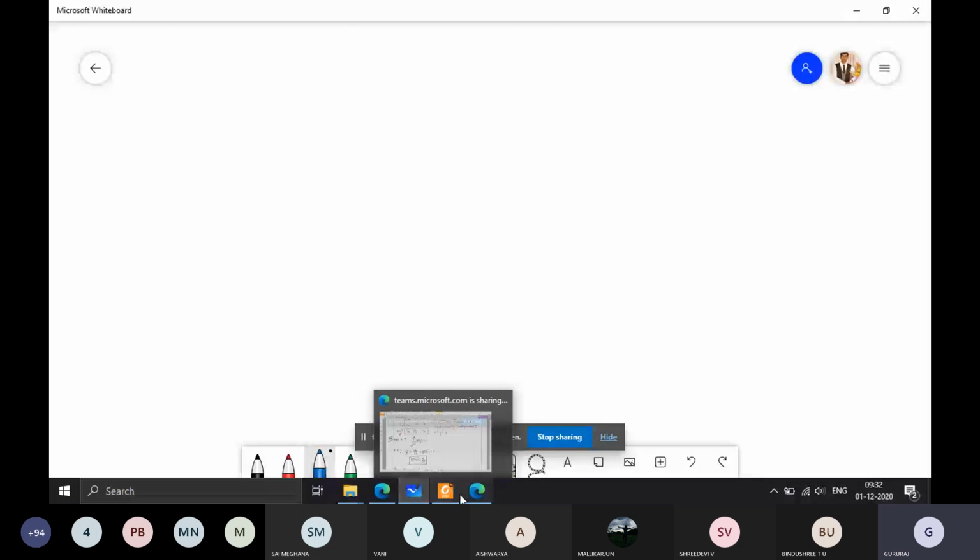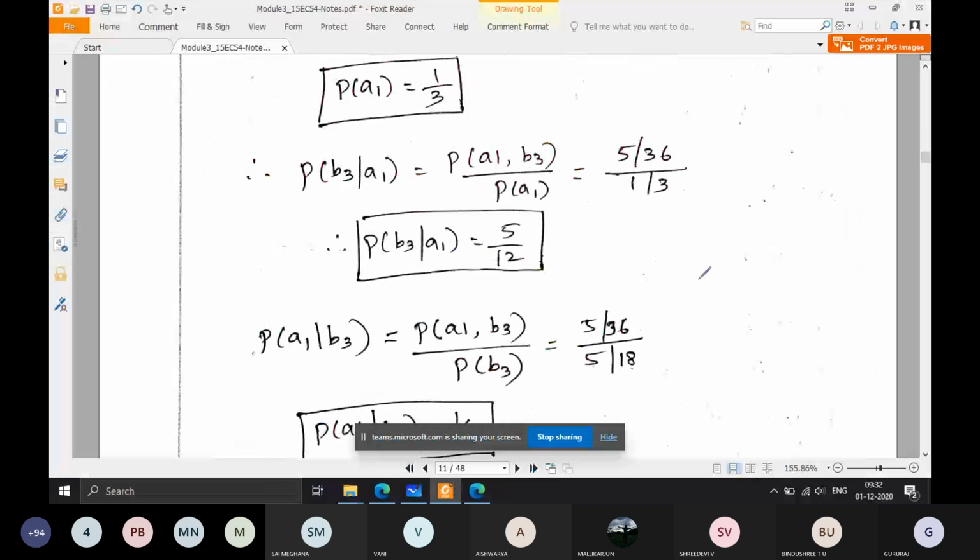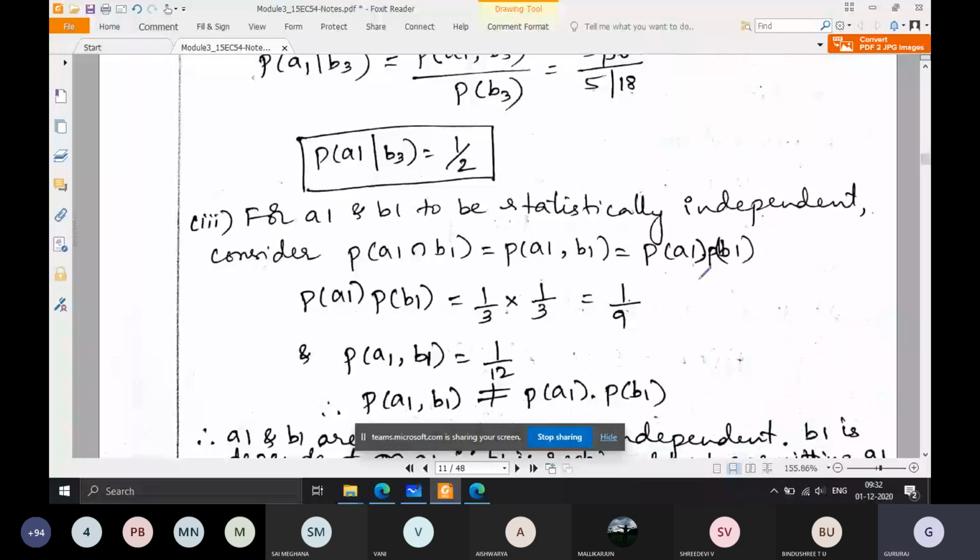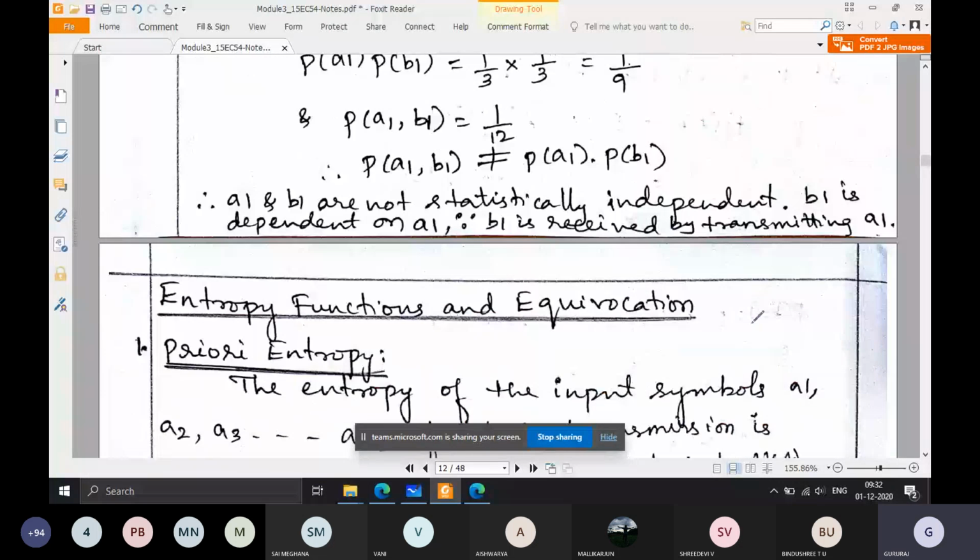We will continue and see whether we got the same thing. Yes, we got 1/2 here, and we got that they are not statistically independent.